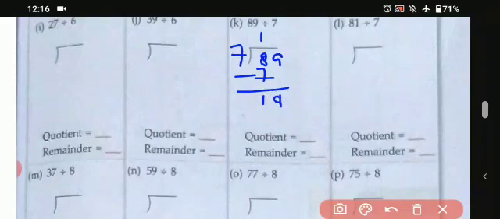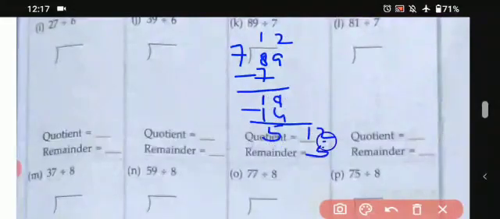So we'll go for the smaller number. So 7 2s are 14. So we'll be writing here 2 and here 14. So when we do 19 minus 14, that is 5. Okay, students, so we'll be writing here like this. The quotient is 12 and the remainder is 5. Okay, students, this is how we will be doing all the exercises.